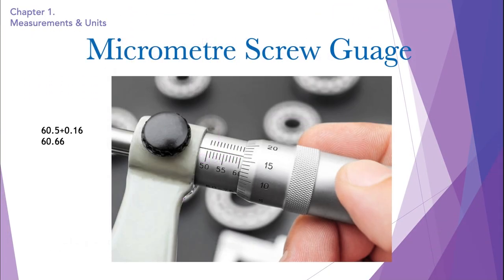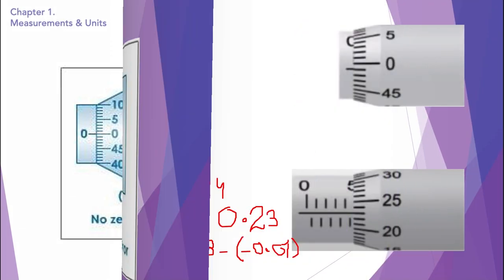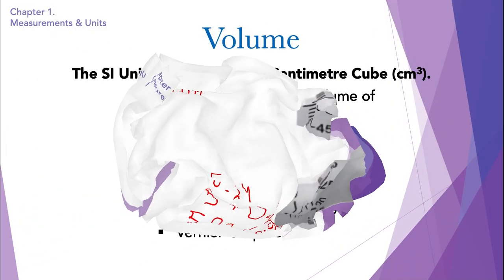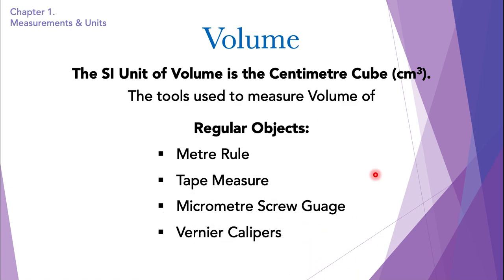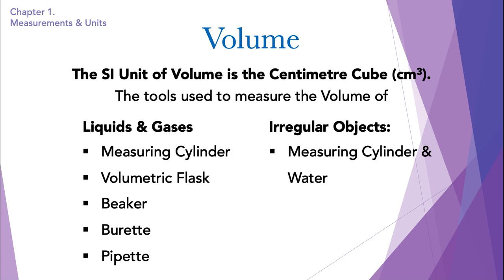The equation of micrometer screw gauge. Did some calculations and found and understood the zero error of the micrometer screw gauge, the positive zero error and the negative zero error, and how we can correct the reading of such a micrometer screw gauge. Then we understood the volume, the SI unit of volume, and the tools we use to measure the volume of regular objects, of liquids and gases, and of irregular objects.